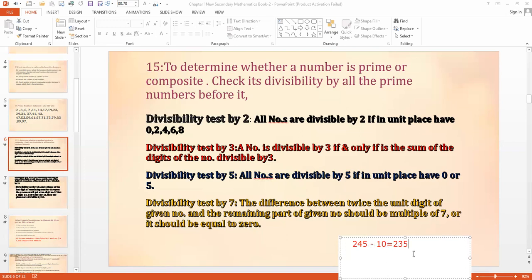In the unit place, 5 is given. When you double it, 5 becomes 10. Again, you have to subtract 10 from this 23. What will be your answer? Your answer is 13. Is 13 divisible by 7? No. So it is not divisible by 7.